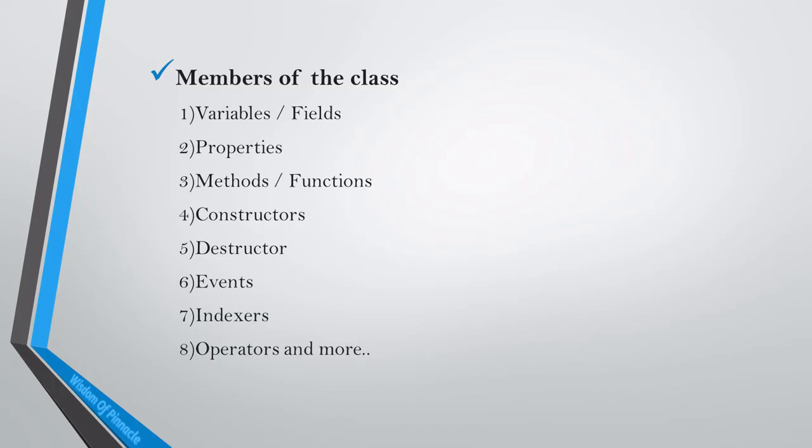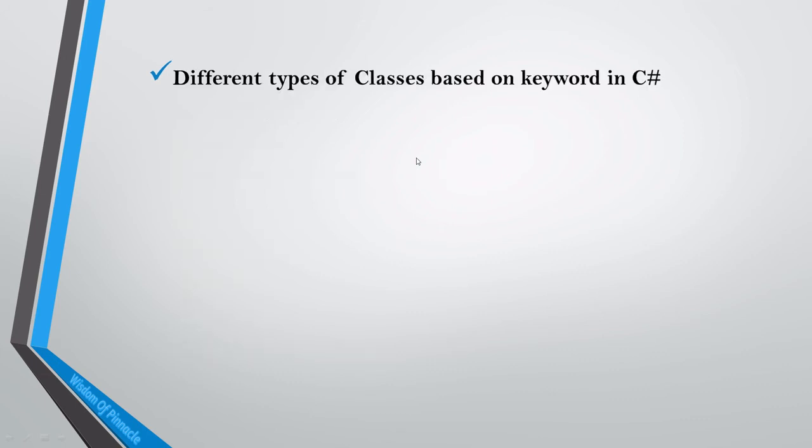Okay, now coming back to our discussion, let us see what the different types of classes based on keywords in C# are. The very first one is the partial class. A partial class is declared with the partial keyword, and it is used for parallel development in a team. Whenever these partial classes are compiled, they are compiled as one in the compilation process. After that, the next type of class is the abstract class.